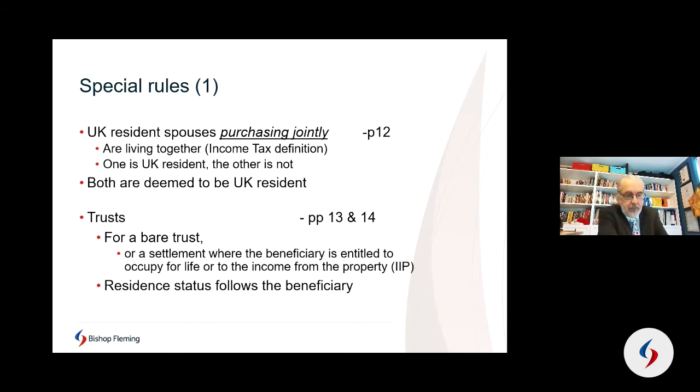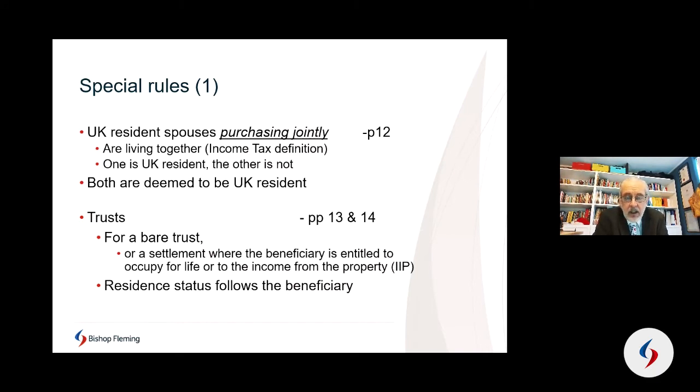And then we have a number of special rules, exceptions, if you like, in most cases. And one really useful one, the one I mentioned talking about my oil company client, is a UK resident spouse purchasing jointly. So you've got husband and wife or civil partners who are living together on the income tax definition of living together. One is UK resident and the other is not. In that event, both are deemed to be UK resident. The fact that one spouse is UK resident overrides the non-resident status of the other. And that gets, or it would get, my client off the hook if only he were married. Unfortunately, he's divorced, so it doesn't work for him.